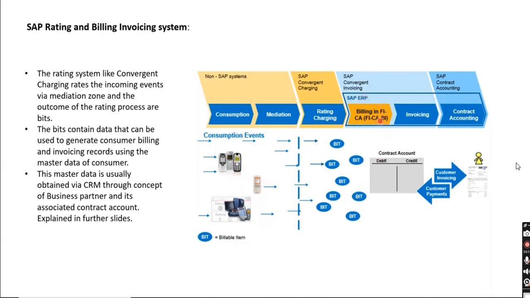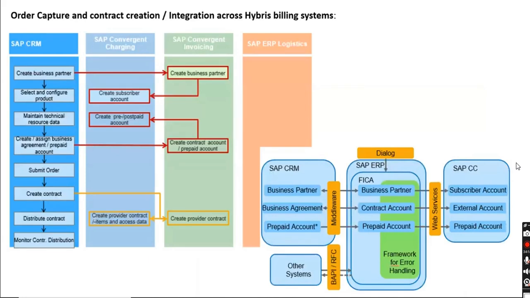Then in the ERP system, right now the CRM is also part of the ERP system. CRM, meaning SOM, is also part of the ERP system. Here the billing and invoicing will happen, and it will go to FICA.